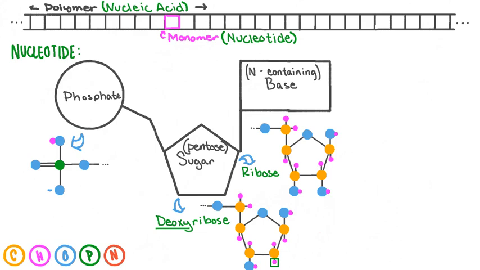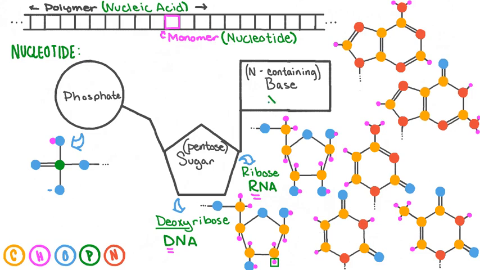There are 2 types of pentose sugars found in nucleic acids: ribose sugar and deoxyribose sugar, which contains 1 less oxygen atom than ribose sugar does. As you can likely tell by their names, deoxyribose sugar is found in the nucleotides of DNA, and ribose sugar is found in the nucleotides of RNA.